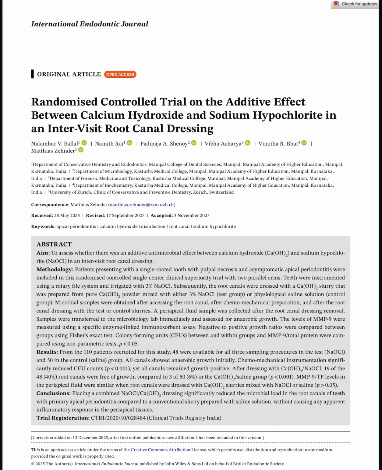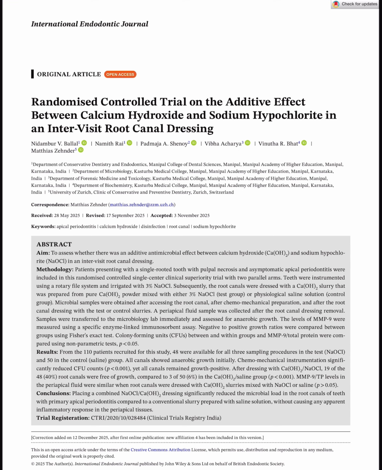Periapical fluid sampling by extending a paper point 2 mm beyond the apex for 1 minute, stored at negative 80 degrees Celsius for MMP9 total protein analysis by ELISA and Bio-Rad total protein. Final irrigation with 3% sodium hypochlorite, then 17% EDTA. Obturation was done using AH Plus sealer and gutta-percha. Final microbiological post-dressing samples were 48 for the test group and 50 for the control group.